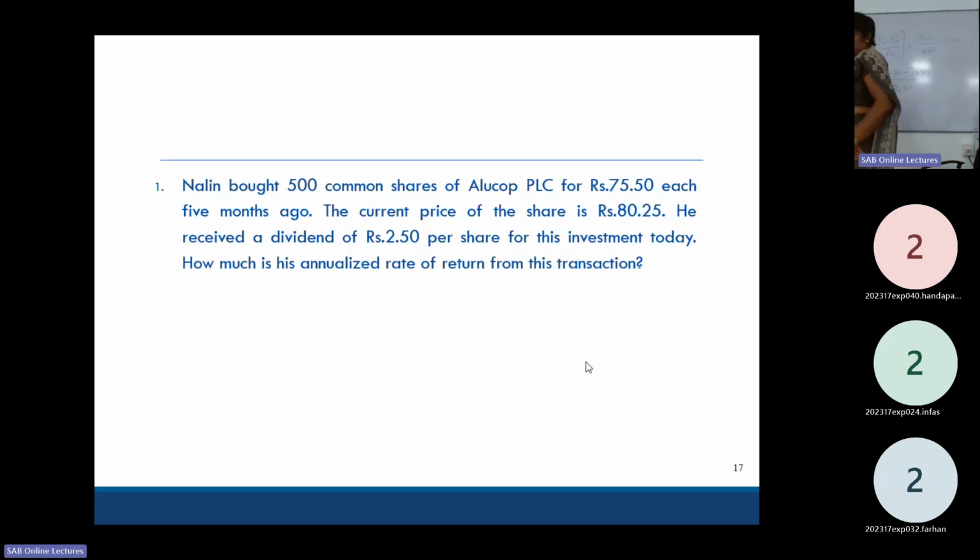That is 30 into 5, 150. So annualized rate of return: first calculate the holding period return. Then you annualize it. Holding period return divided by holding days multiply by 365. So then you will get the annualized rate of return.